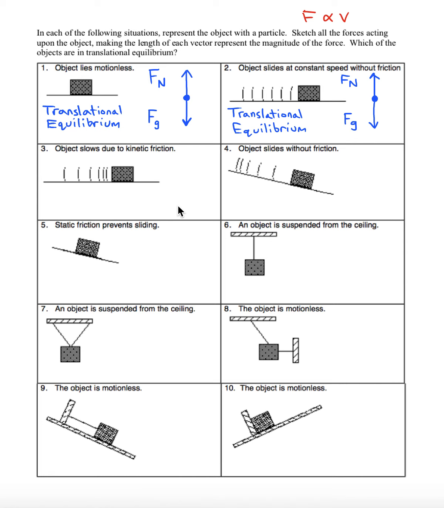Here's a box that's slowing due to kinetic friction. The box still feels force of gravity. It still feels a normal force. Now, friction acts in the opposite direction of motion. I believe that these markings are supposed to show that the box is slowing down, like these are where the box was located previously. It was moving quite fast, then it slowed down. So there has to be a force of friction that's opposite the direction of motion.